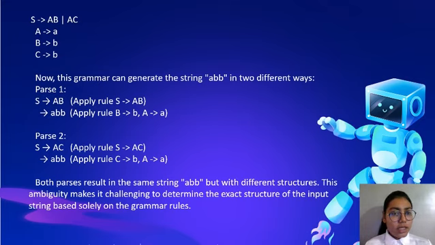Parse 1 is: S to AB, apply rule S to AB, and then AB to ABB, apply rule B to BB. Parse 2 is: S to AC, apply rule S to AC, and then ABB, apply rule C to BB. Both parses result in the same string ABB, but with different structures. This ambiguity makes it challenging to determine the exact structure of the input string based solely on the grammar rules.